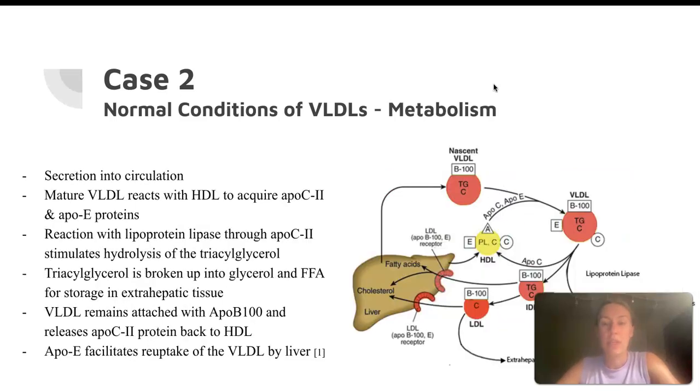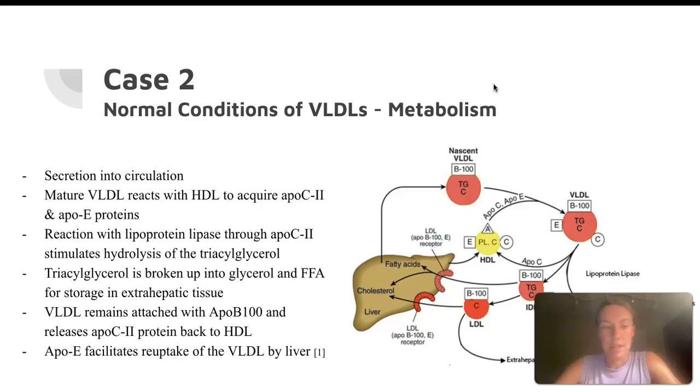Once it's released into circulation, as we can see in this visual, the mature VLDL reacts with a high-density lipoprotein to acquire the ApoC2 and ApoE proteins. These attach to the VLDL, and then the VLDL reacts with the enzyme lipoprotein lipase, which stimulates the hydrolysis of the triacylglycerol that was also on the VLDL. The hydrolysis of this triacylglycerol breaks it apart into glycerol and free fatty acids, which are then used by the extrahepatic tissues and metabolized.